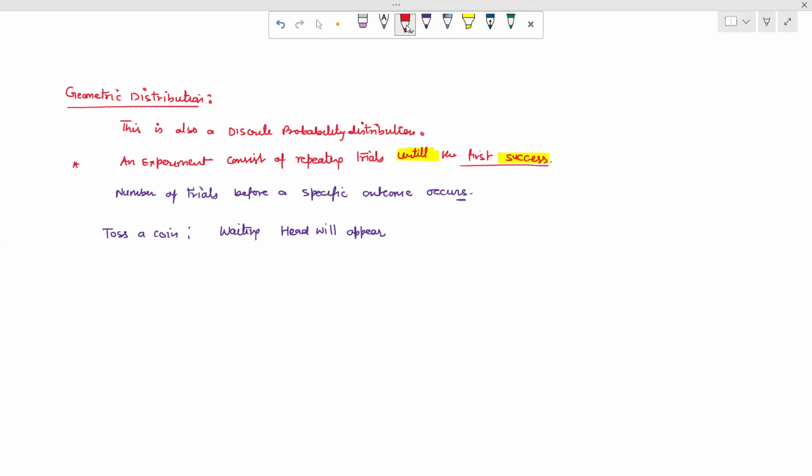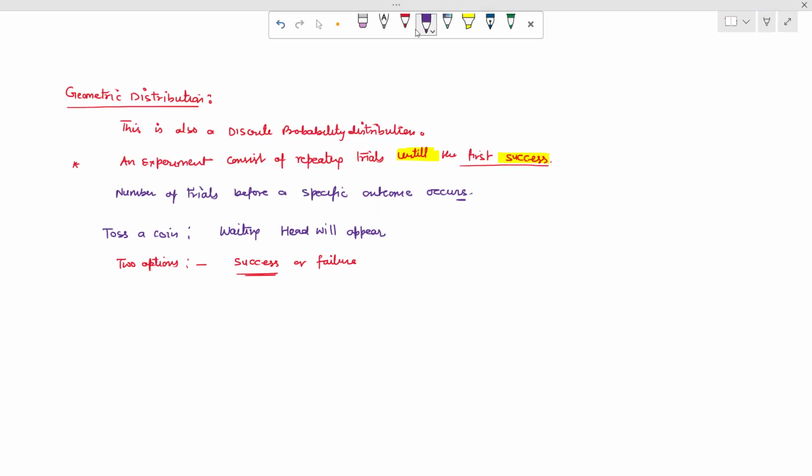When you are going to toss, there are only two options. First option, either we get a head or we do not get a head. The first option we consider as success, when we get a head. Not getting a head means this is our failure. So either we get a success, or not getting a success means failure.